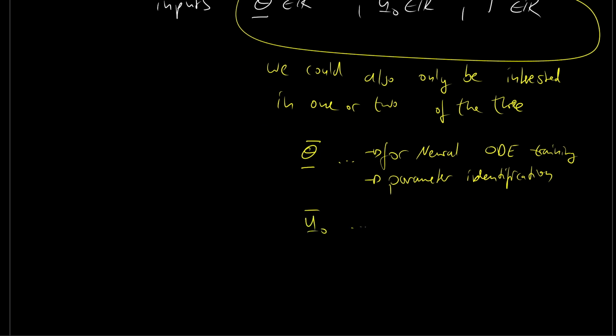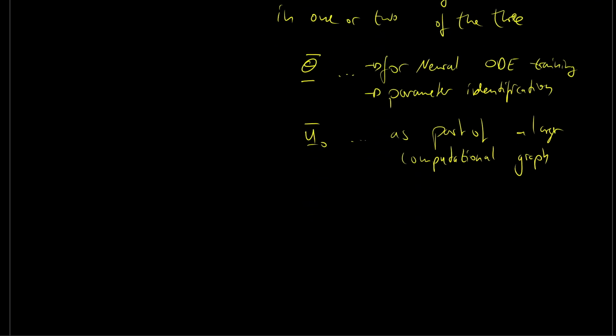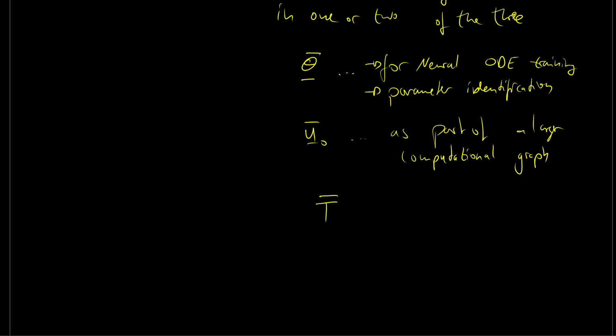So this could be, for instance, if it is part of a larger computational graph. That could mean, for instance, that you have multiple subsequent neural ODE calls, or you have some sort of residual neural network style, where the neural network is called again on its own output. Then you need to backpropagate throughout the entire chain. So there it's also relevant that we can go back to the cotangent on the input. And then we might also have some cotangent on the final time.